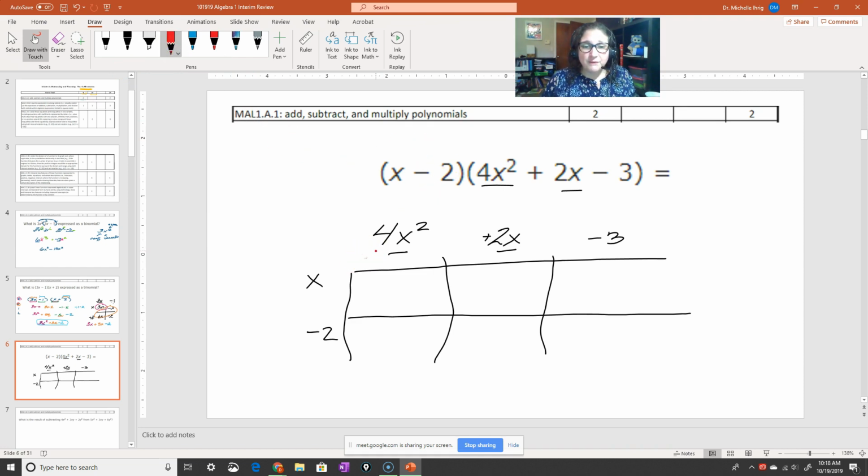So here I've got 4, and there's no coefficient here, so I'm left with 4. Then I've got x squared, and remember we add the exponent. So here there's no exponent, so that's really just a 1. So here I'm going to write down 4x cubed.